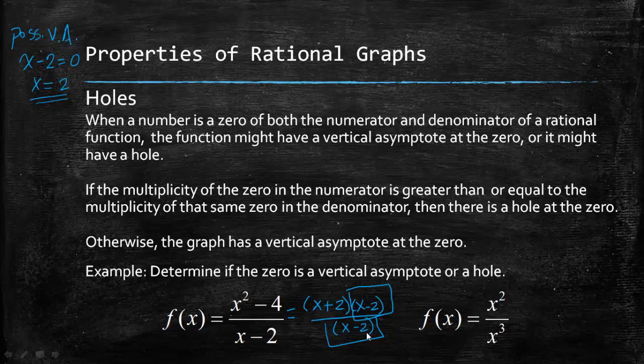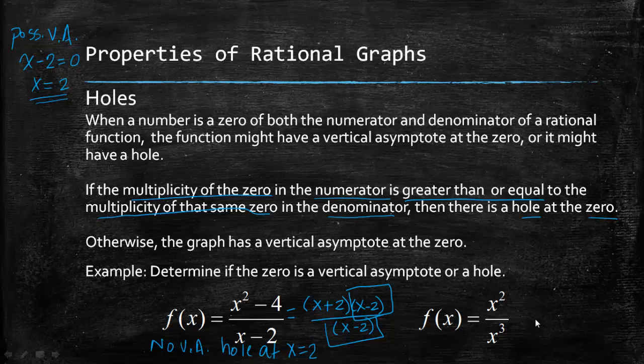How do I know it's 1? Because it repeats itself only once. So the multiplicity in the numerator and the denominator is equal. And it says here that if the multiplicity of the 0 in the numerator is greater than or equal to the multiplicity of that same 0 in the denominator, then I'll have a hole at that 0. So I do not have a vertical asymptote here. I have a hole at x equals 2.